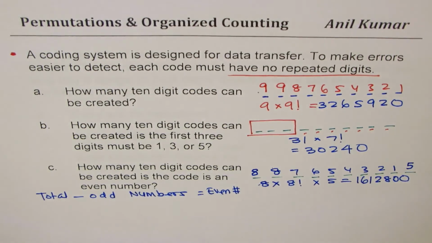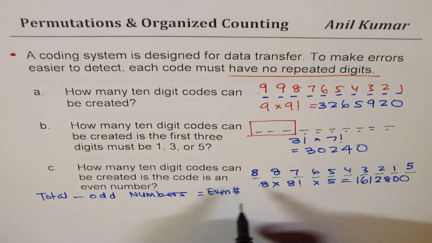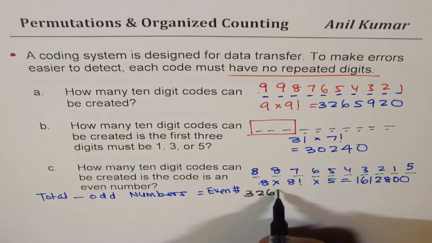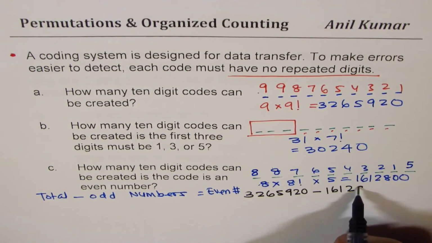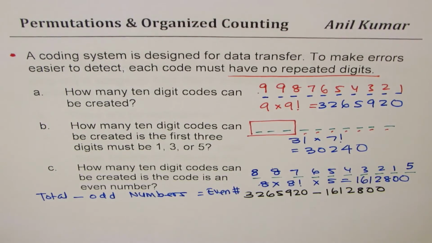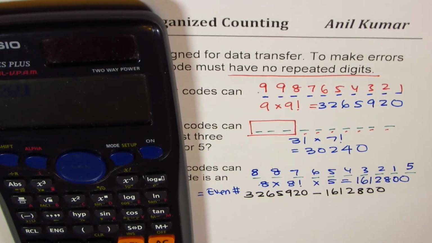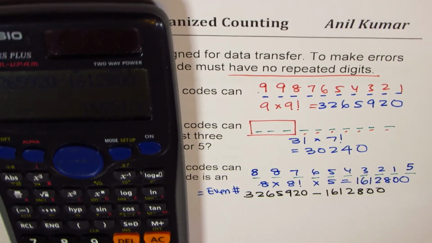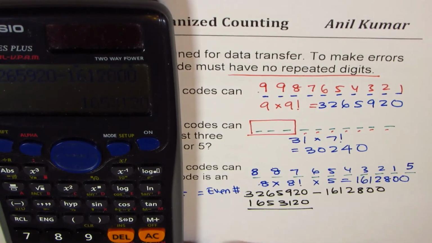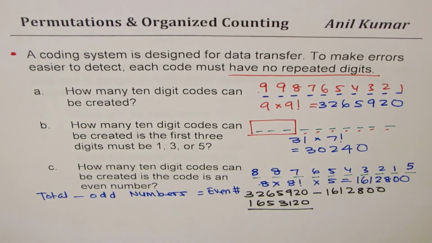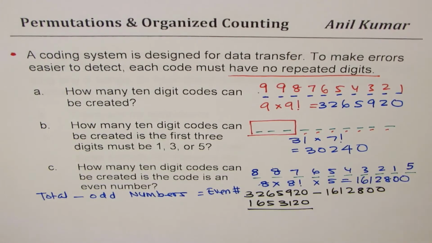And now, to get the even number, I'm going to subtract this number from the total, which is 3265,920. Take away 161,2800. Okay, so let's do this. We have 3265,920, take away 161,2800, which is equal to 165,3120. So that is the answer for the total number of even codes where the digits are not repeated.